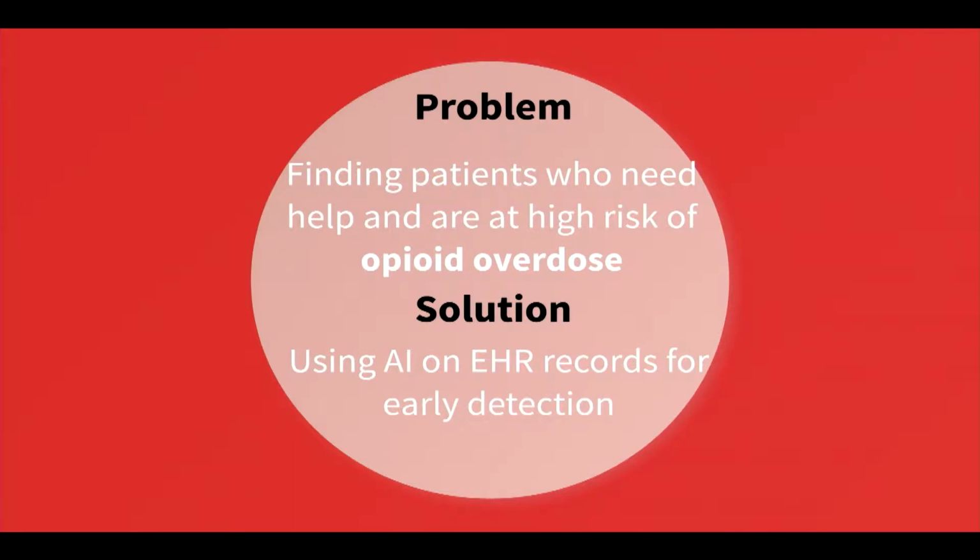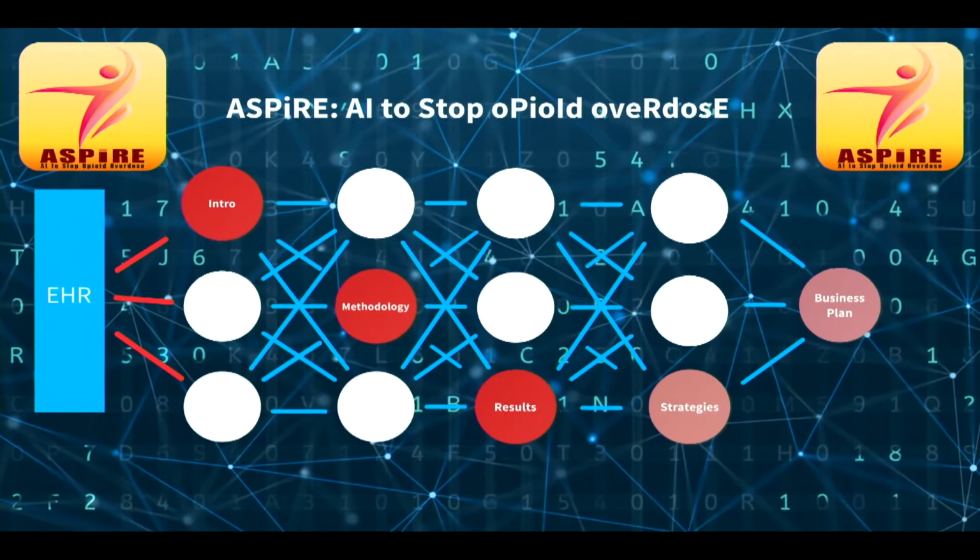For this hackathon, our specific problem was finding patients who need help and are at high risk for opioid overdose. Our solution is based on using AI on EHR records for early detection of such cases.